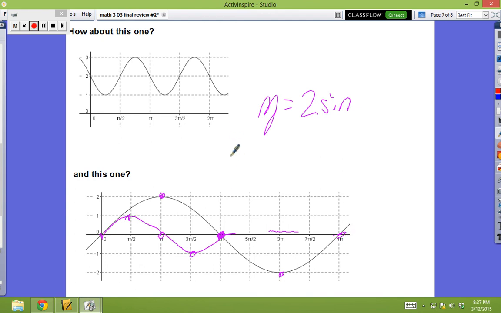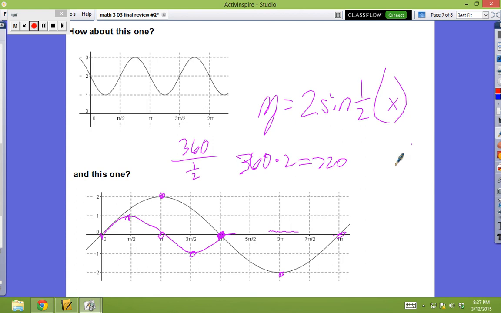So my 360, I'm dividing it by 1/2. That's how I get 720. Because dividing by 1/2 is the same thing as 360 times 2, and that is 720. So my b is 1/2 x. So when your b is a fraction, the graph gets stretched out horizontally, but when b is a whole number, like 2, it gets compressed and it cycles through faster.